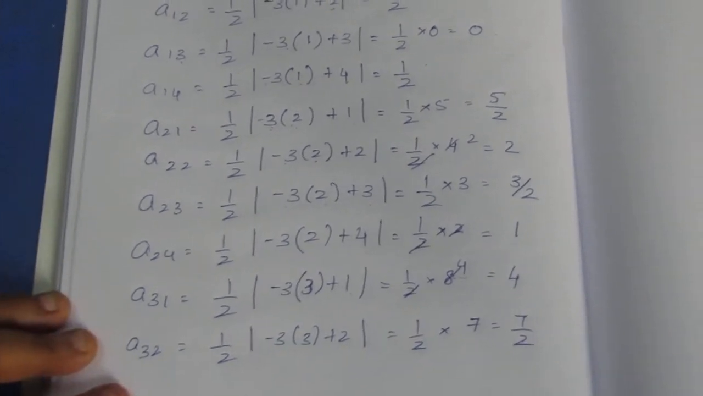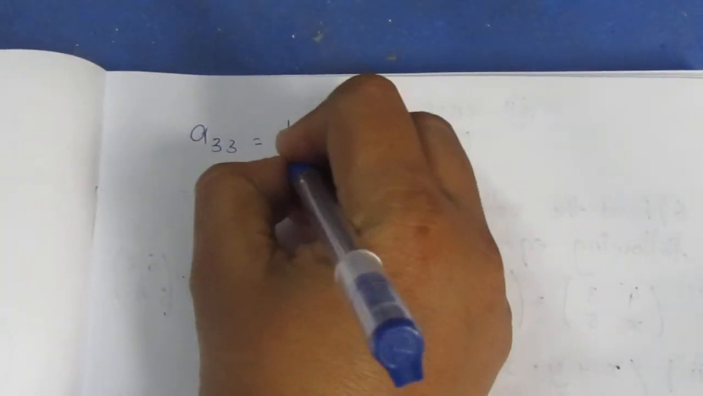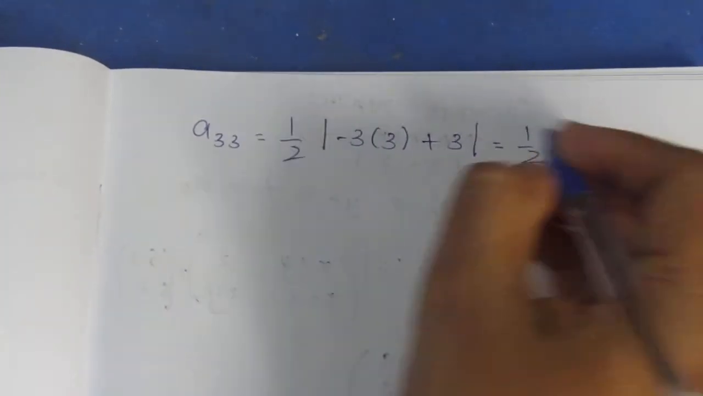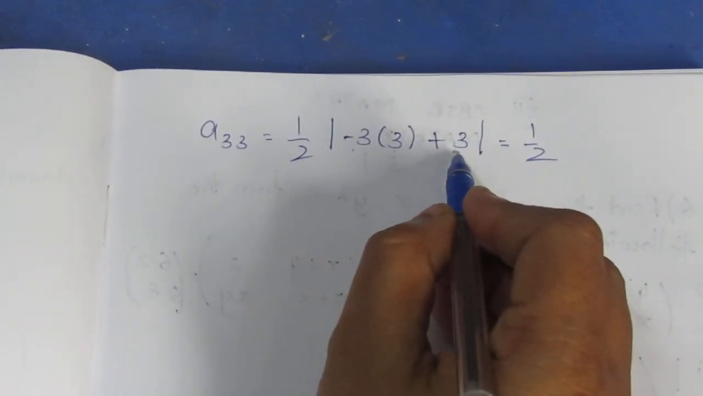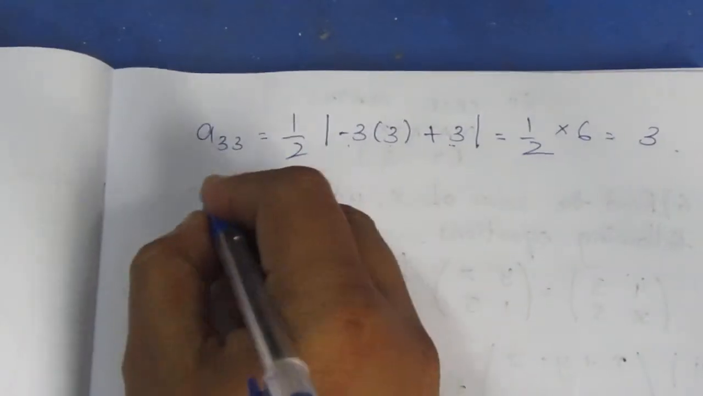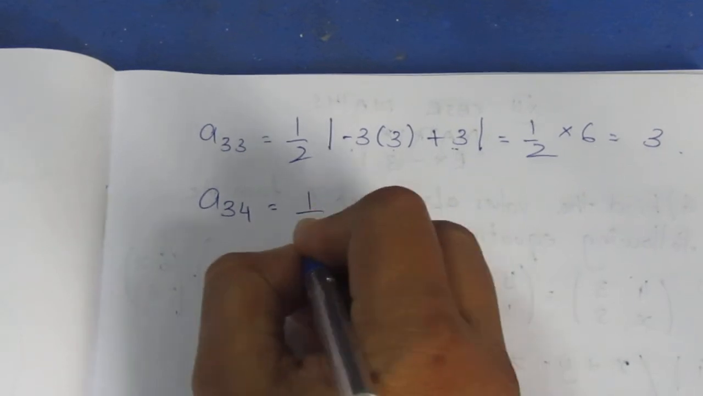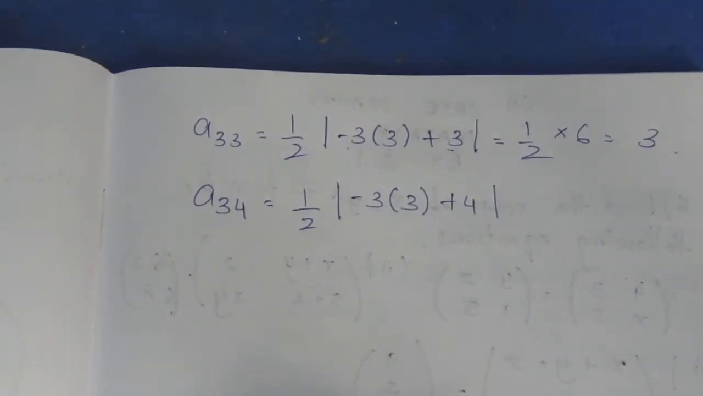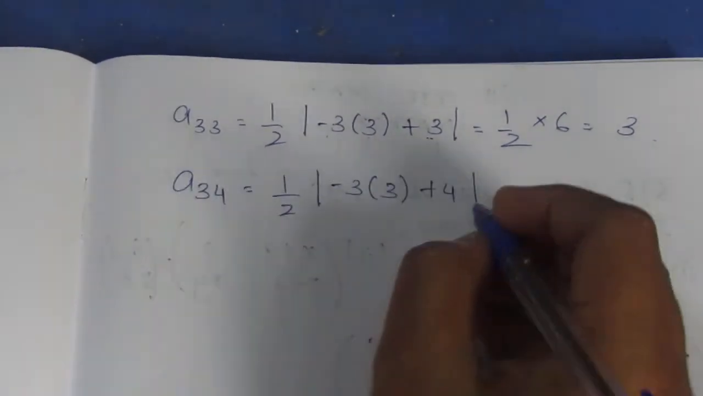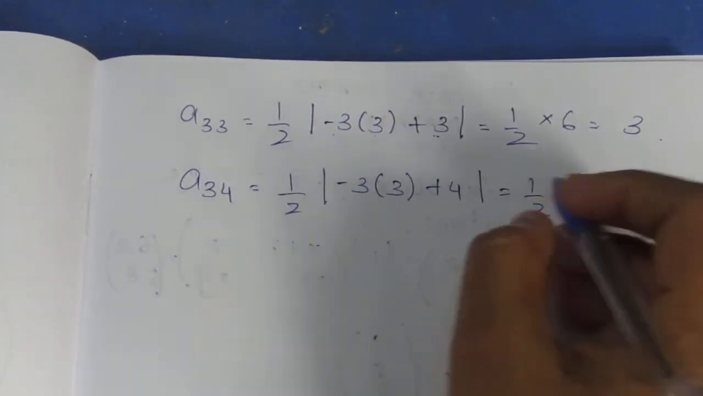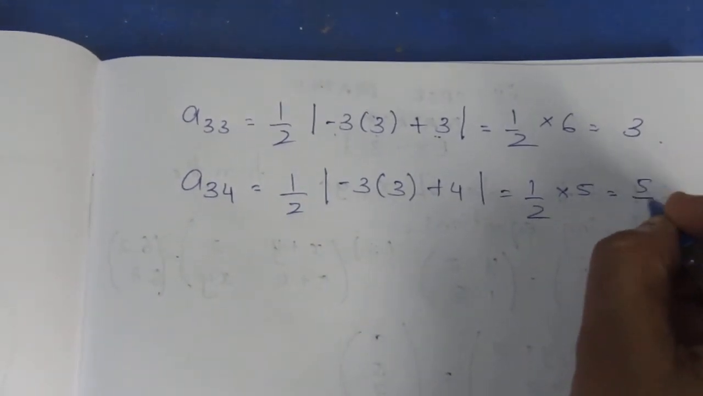Now we need to find A33. A33 equal to half modulus of minus 3 into 3 plus 3, equal to half. 3 3s are 9, minus 9 plus 3 is minus 6, modulus 6, equal to 3. A34 is equal to 1 by 2 modulus of minus 3 into 3 plus 4. Now here it becomes half. 3 3s are 9, minus 9 plus 4 is minus 5, modulus 5. So it becomes 5 by 2.